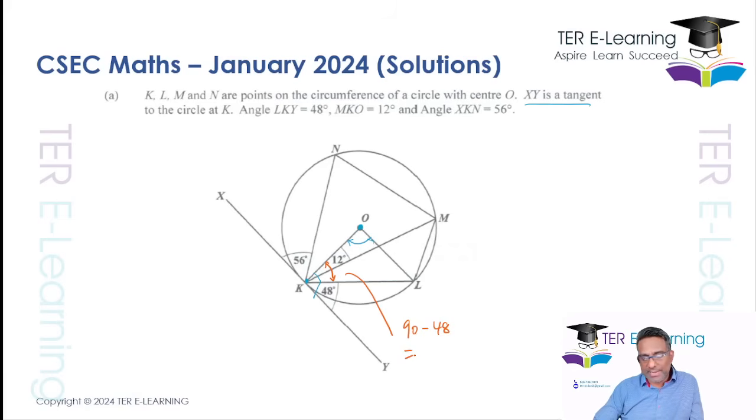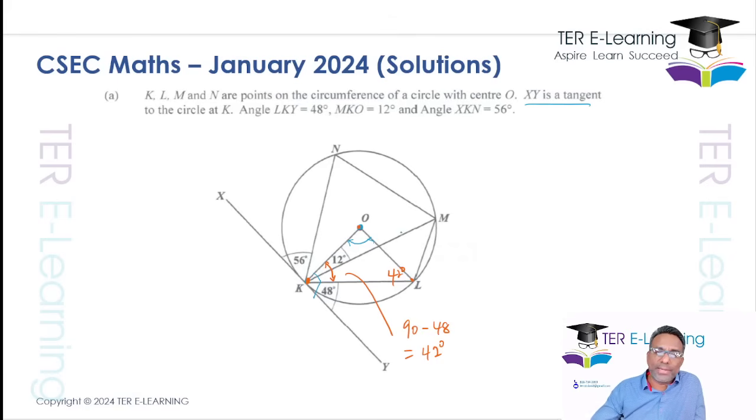So that angle is going to be 42, right? So that angle is 42. Now the thing is, this triangle here, K, O, and L, because you have a radius on either side, that triangle there is an isosceles triangle. So therefore, this angle here also has to be 42. So that means I can work out that angle, which is KOL. I can work out KOL for them.